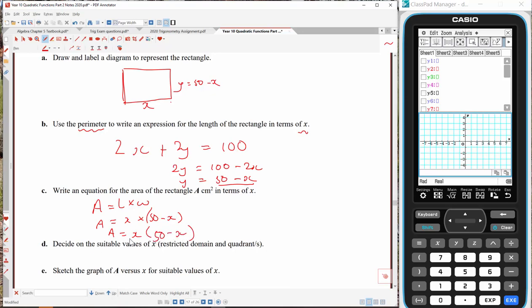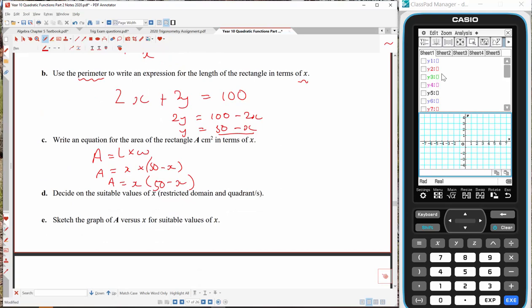So decide on the suitable values of X, restricted domain and quadrants. Well, let's have a look at the graph first of all and see if we can work out what the values of X could be. 50 take X. Right, now a quick look at this and you can see that the X-intercepts are going to be X is equal to 0 and X is equal to 50. So the domain on my calculator goes from -7 to 7.